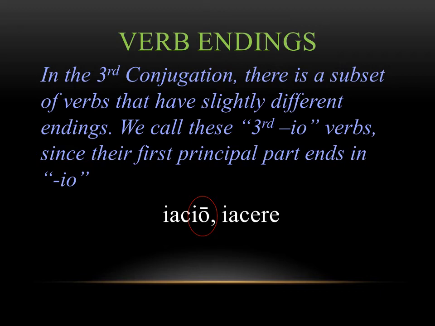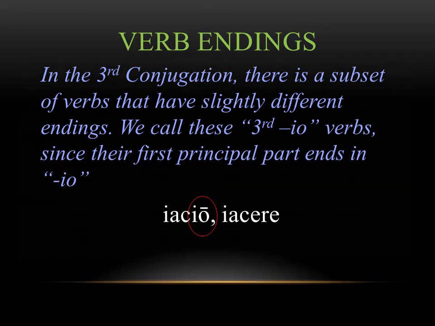But look at that first principal part. There's an -io there. This is the red flag to you that something is slightly different. Whenever you see a third conjugation verb and the first principal part ends in -io, take notes. In the next couple slides, you're going to see exactly how they're different from regular third conjugations.